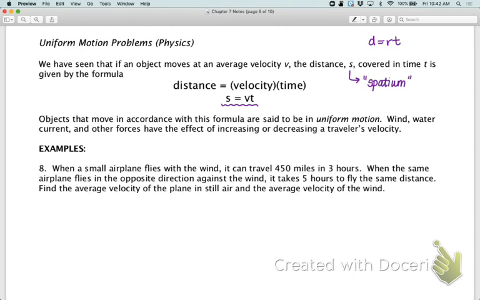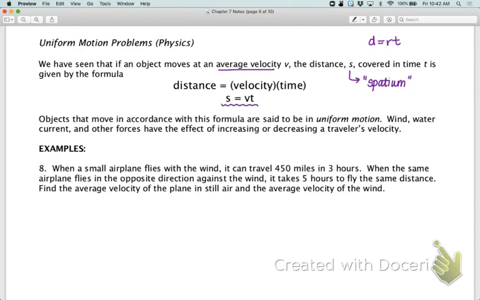So objects that move in accordance with this formula are said to be in uniform motion. Again, it's important here that we're talking about the average velocity because, if you put your foot on the gas pedal, very rarely do you keep that at a constant velocity. You put more pressure or less pressure depending on what happens. So we're looking at just the average velocity over that interval.